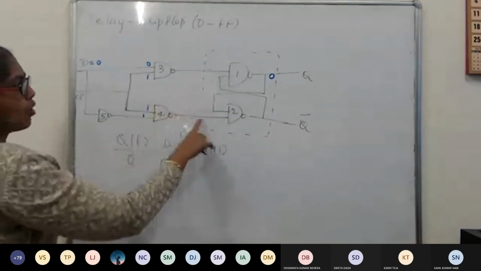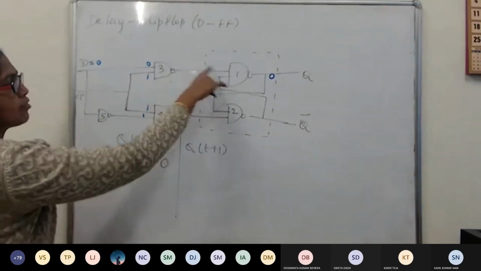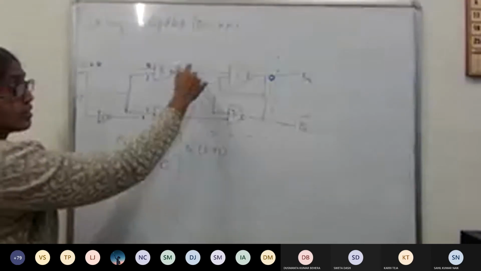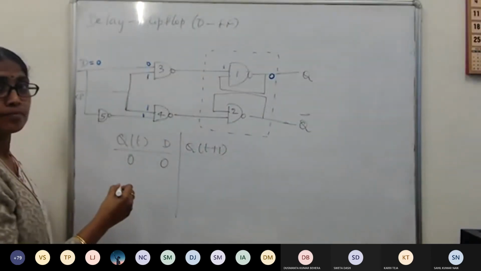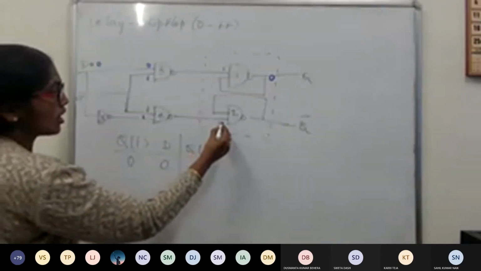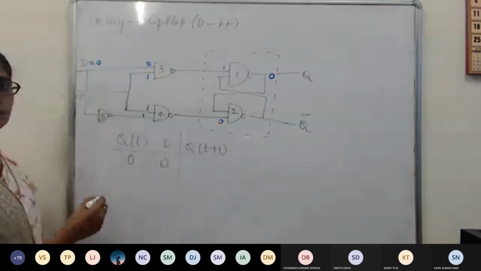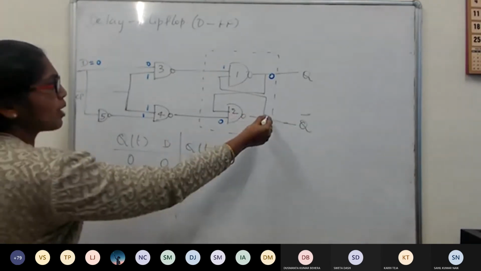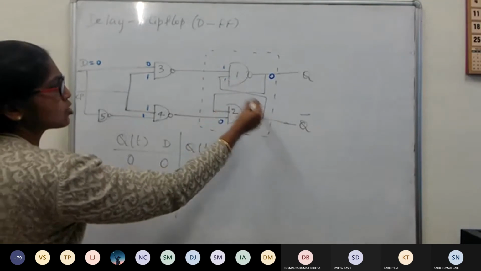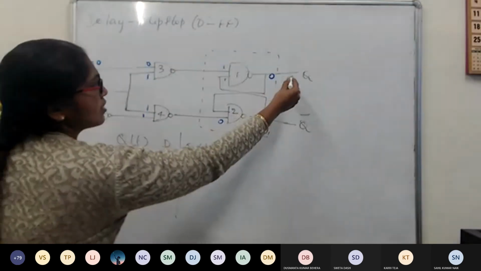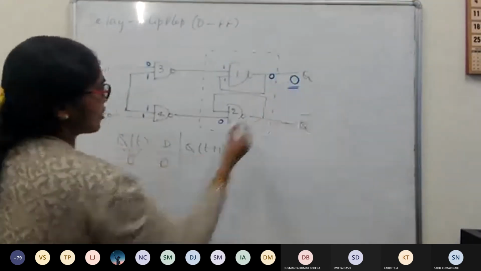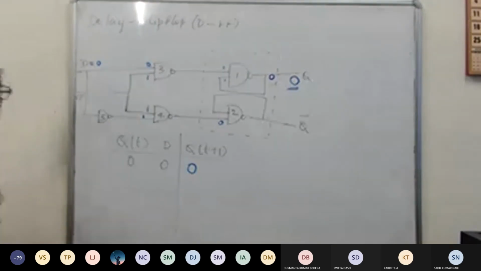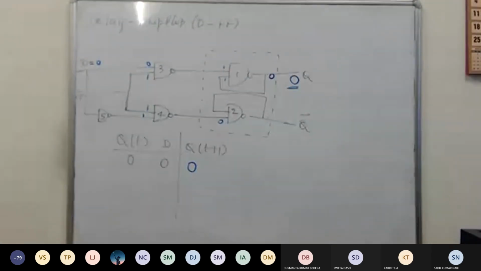What will it receive? From here itself we can say 0 and 1. You will get 1, and here you will get 0. Is that correct or not? Yes, ma'am. So what will come? 1, 1 will be there here. Here it is 1, it is 1, and then output will be 0. This is the new Q of t plus 1. Is that correct?